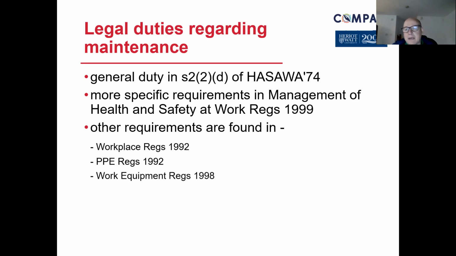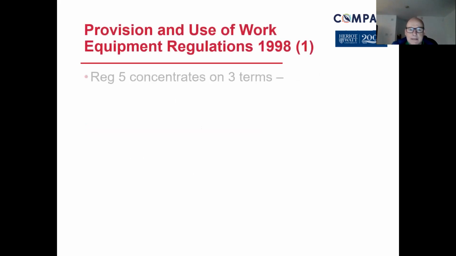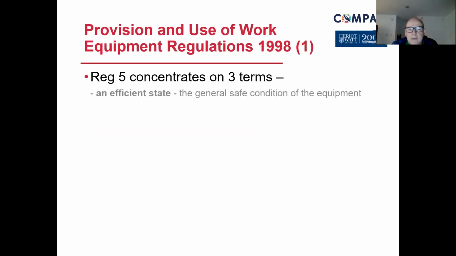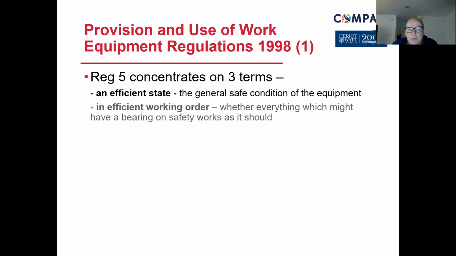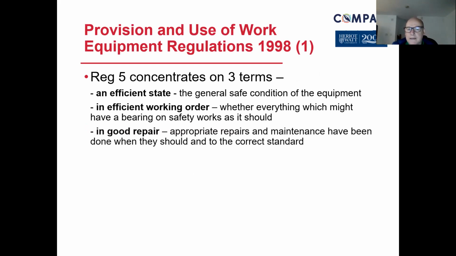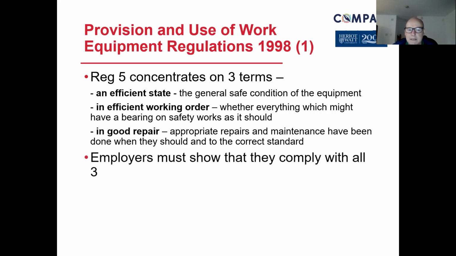Work equipment, well, it's big in work equipment regulations, so I'll talk a little bit more on that. So regulation 5, efficient state, efficient working order, and in good repair. It really is as simple as that. When it's explicitly written in the legislation that we have a duty to provide something that is fit for purpose, then these 3 statements are now saying remains fit for purpose, efficient state, efficient working order, and in good repair. So it all links to maintenance.